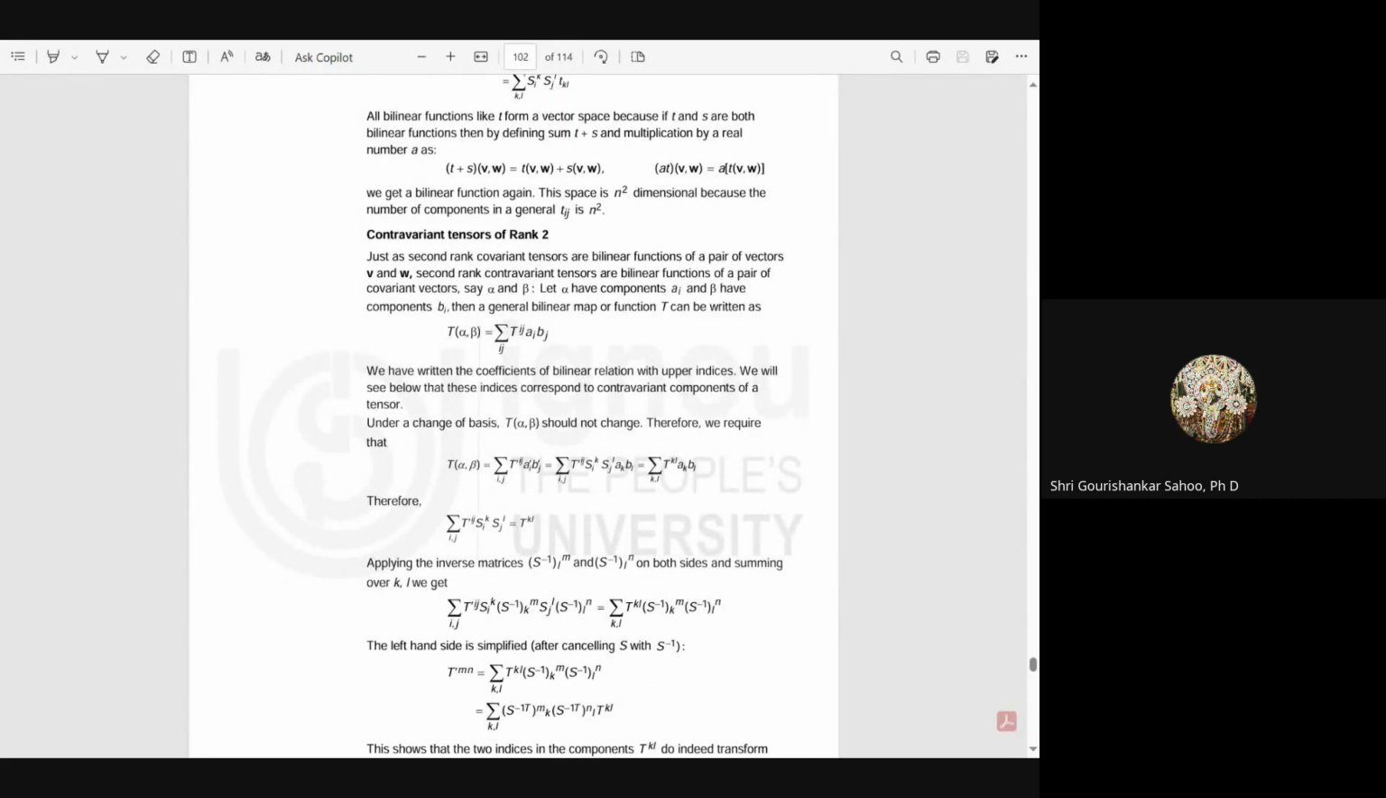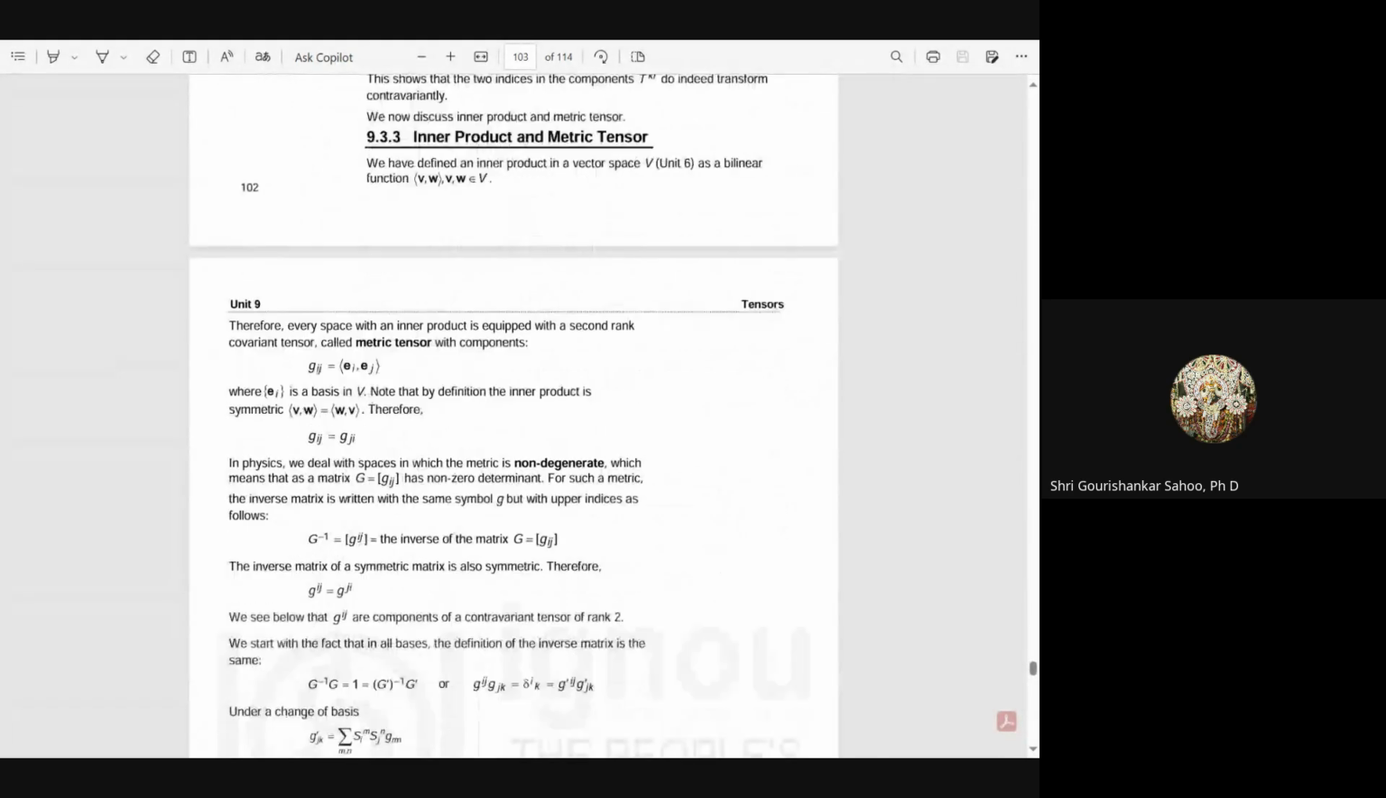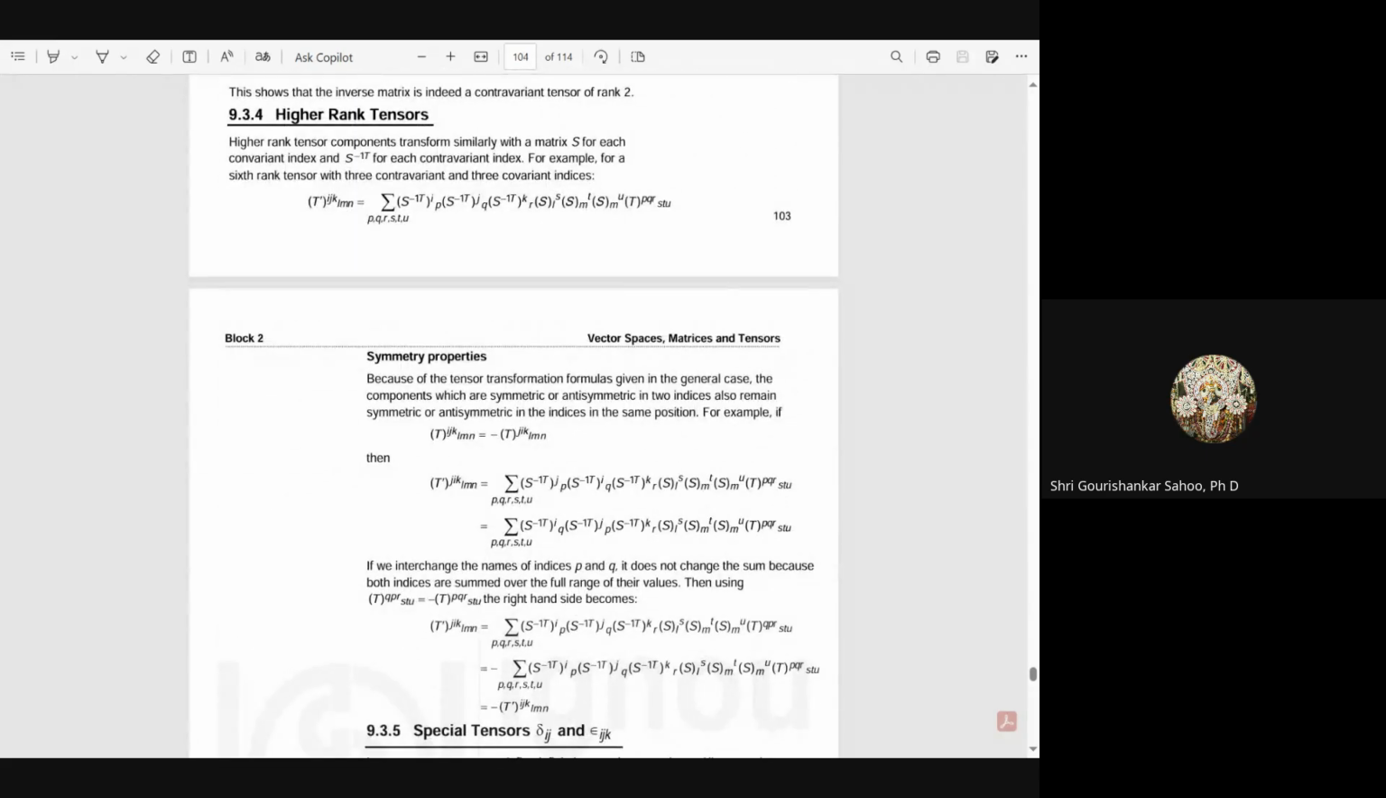Then you can have contravariant tensor of rank 2 as shown in the screen. Just as second rank covariant tensors are bilinear functions of a pair of vectors v and w, second rank contravariant tensors are bilinear functions of a pair of covariant vectors alpha and beta. You can have the inner product or metric tensor g_ij equal to e_i · e_j. Higher rank tensors: you can have higher rank tensors whose components transform similarly, with a matrix S for each covariant index and S to the power -1 transpose for each contravariant index.